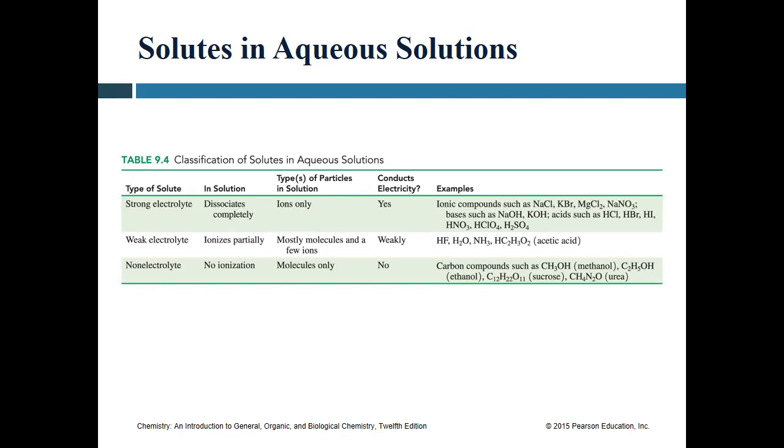And then non-electrolytes would be most of the organic compounds that we've talked about that have some water solubility that are not acids. Organic acids fit into that middle category. But your organic alcohols, your ketones, your amines and amides, they would fit into this non-electrolyte category.